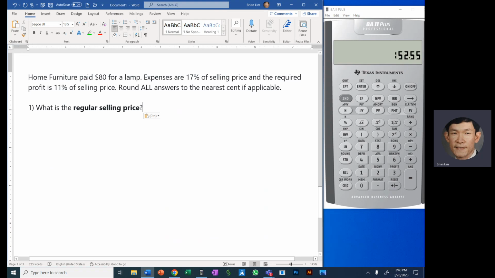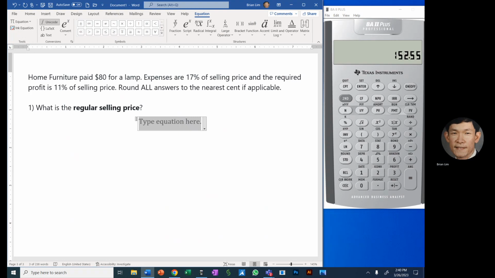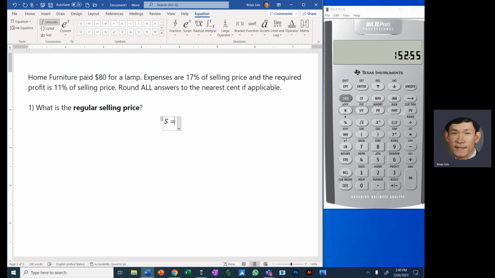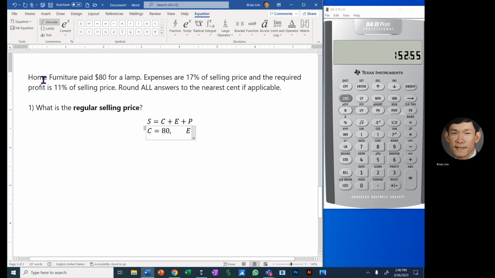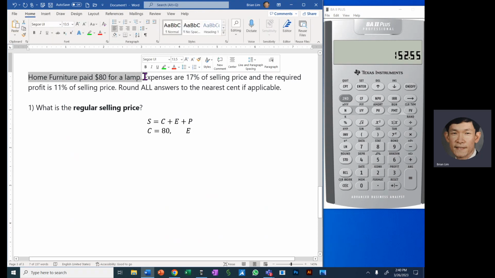So here we are. All right, so what do we have? Well, we have the usual formula that S is equal to C plus E plus P. Okay, and what do we know? Well, we know what C is. C is equal to 80. We can see that up there, correct? The home furniture paid $80, so that was the cost of the lamp.